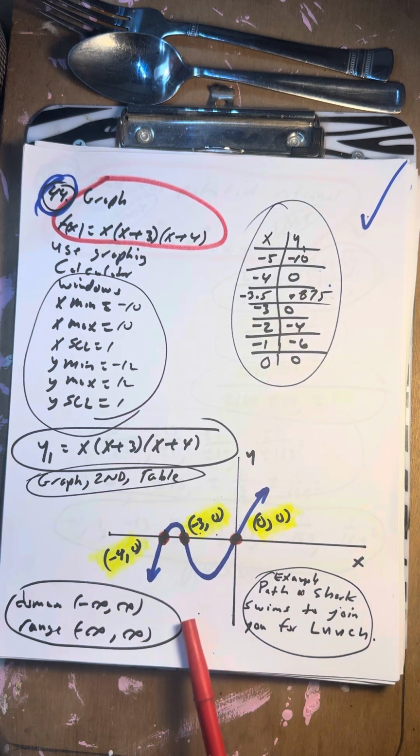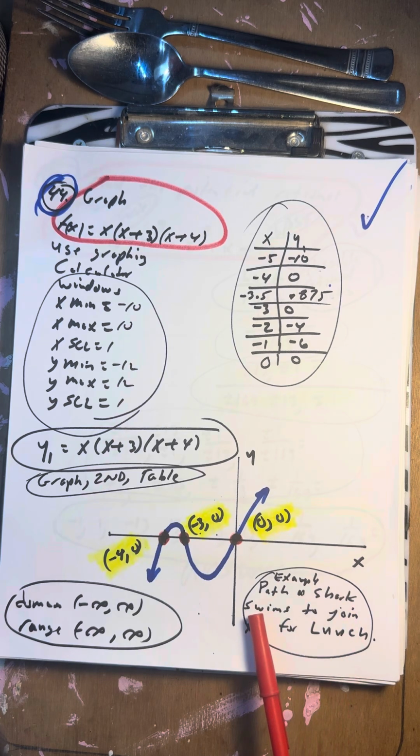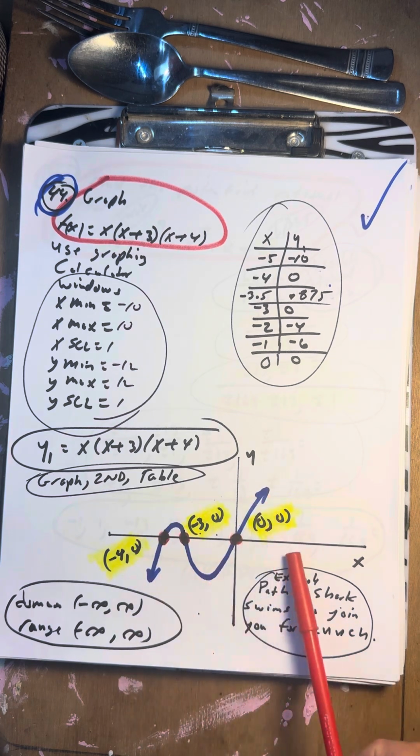Okay. Example: the path of a shark swims. The path a shark swims to join you for lunch. Trying to find you.